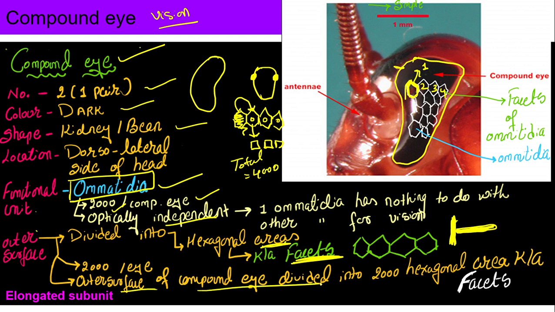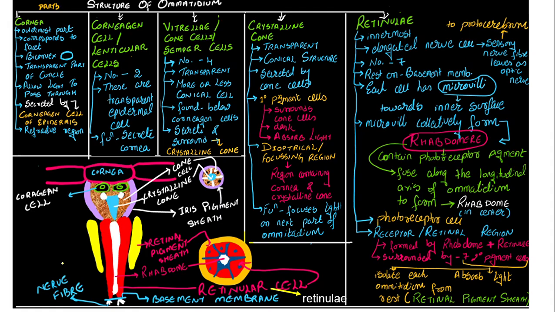Okay, the outer surface of the compound eye is divided into 2000 hexagonal areas. What do we call them? Facets. Now, ommatidia is the functional unit and facet is the elongated subunit. Right? Now, let's talk about the structure of ommatidia here.